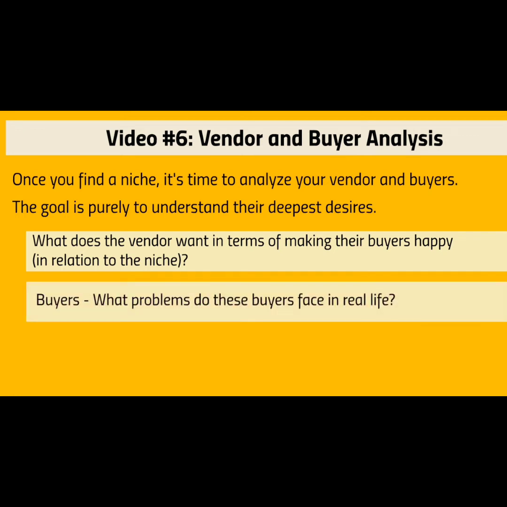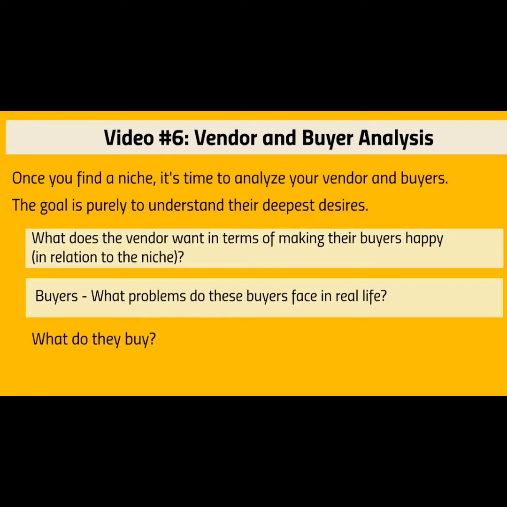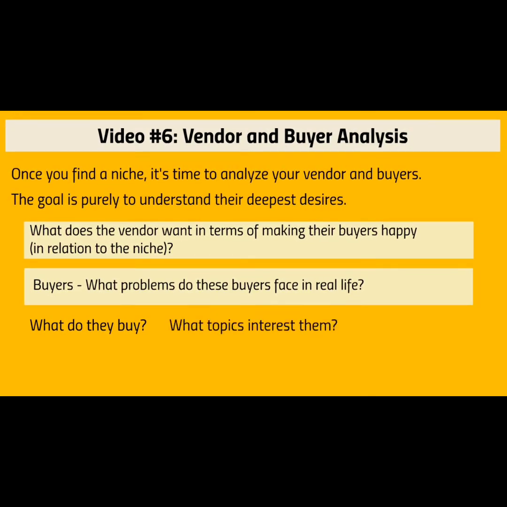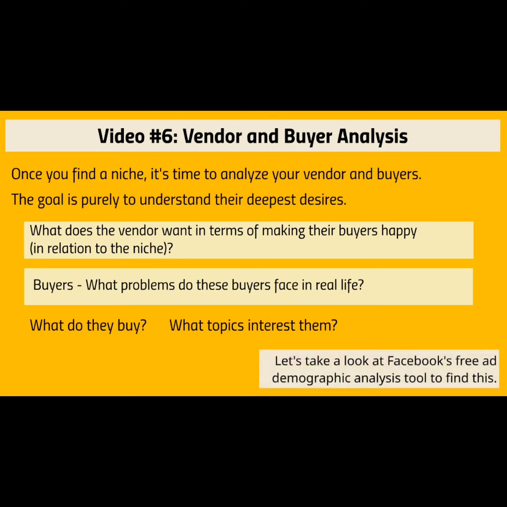Now, in terms of what the buyer wants, we need to figure out what problems these buyers face, perhaps even what they want to buy, what topics interest them, what topics don't interest them, and what the demographics are. What does this buyer look like? Maybe this buyer is a very specific demographic, a very specific type of person. Is it a male? Is it a female? What do they like? What don't they like? And all of that. If you know that, then creating a high value offer that you can place on the vendor's thank you page is going to be much, much easier.